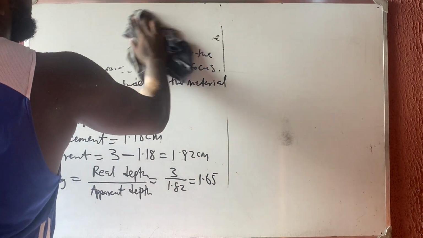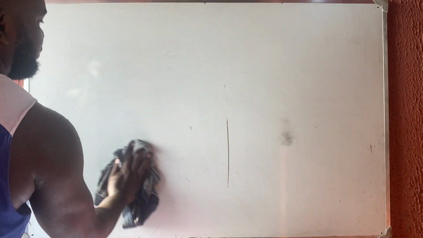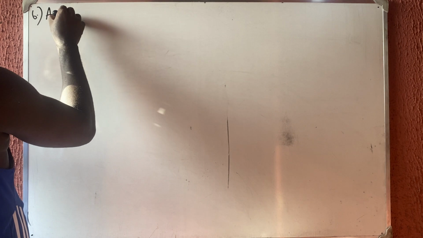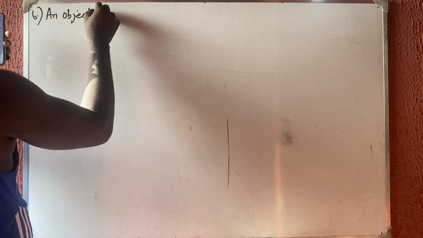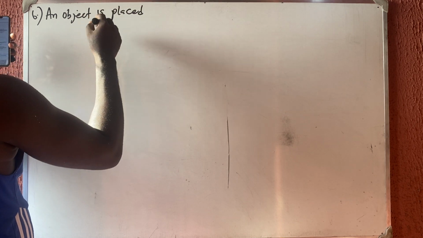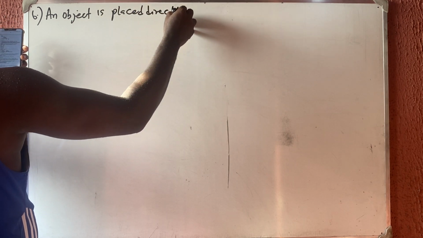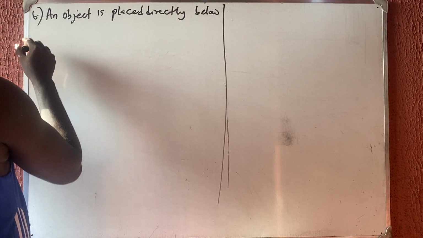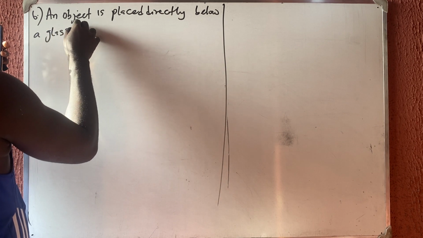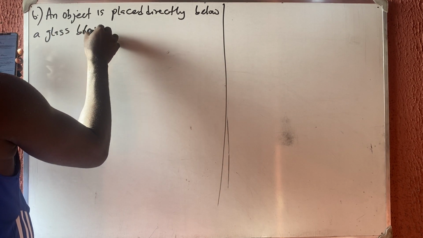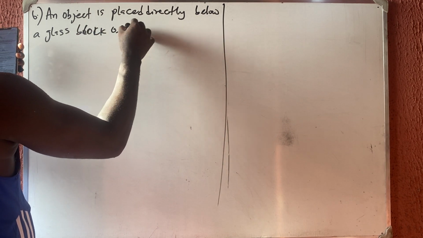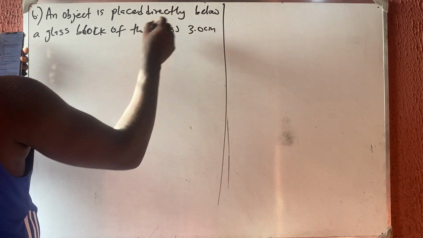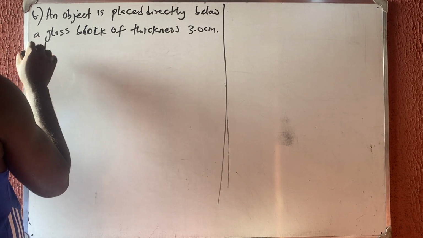So question number 6 said an object is placed directly below a glass block of thickness. I told you that the thickness of the block is the real thickness, 3.0 cm. The way you understand this perfectly is when you watch the previous video.